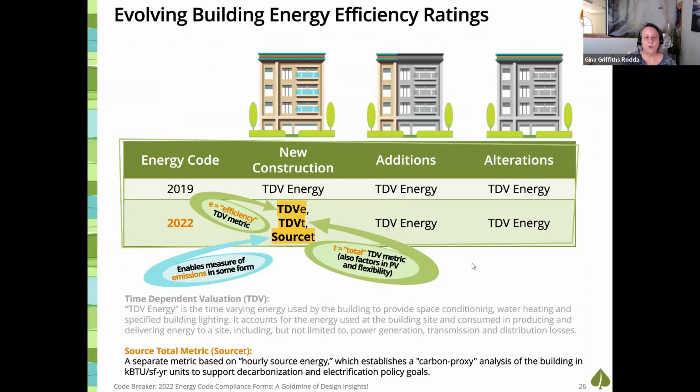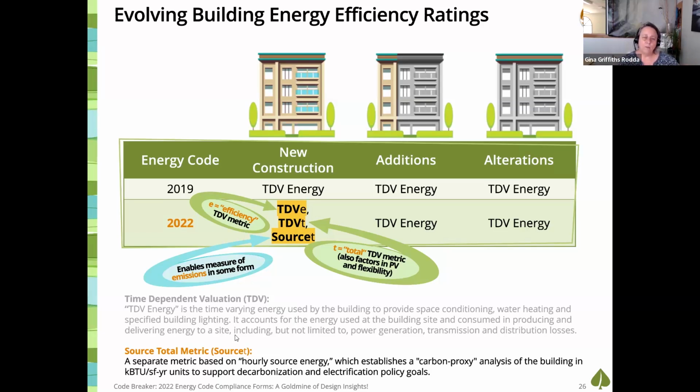So the metrics we're using in the performance calculation for this code cycle, next code cycle, things are changing. This code cycle, it's based on TDV, time dependent value. What time are you using your energy over the course of the day, over the course of the year? It's dependent upon where it is located. Is it in the heating climate zone, or is it in that cooling climate zone? What's the value of the energy being used? Electricity, natural gas, propane gas, renewables. What's the cost associated with that?